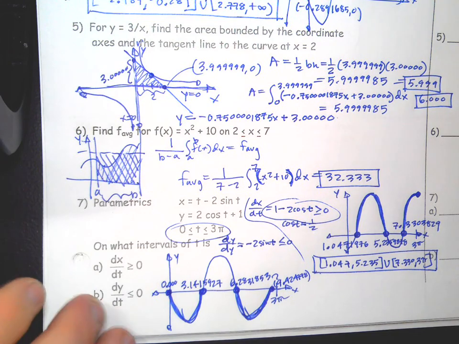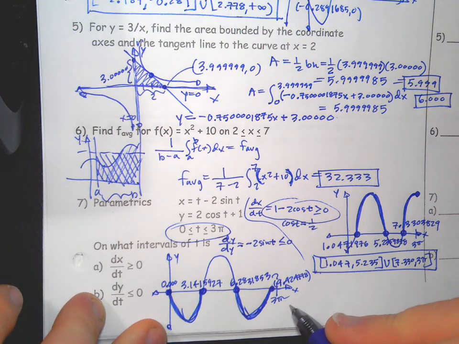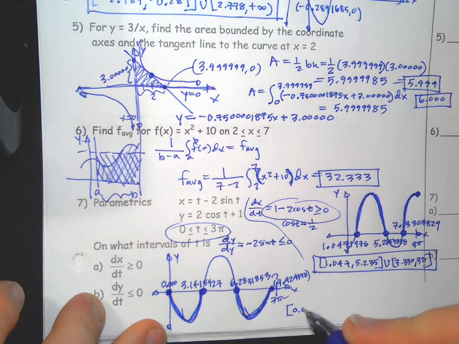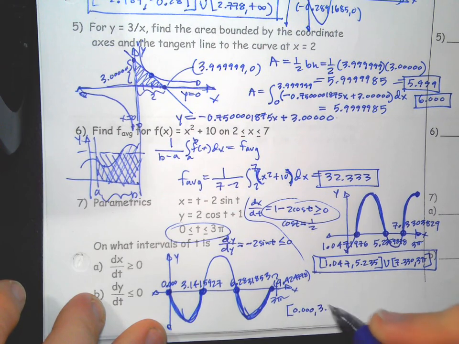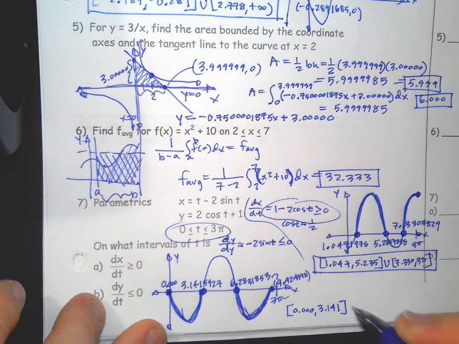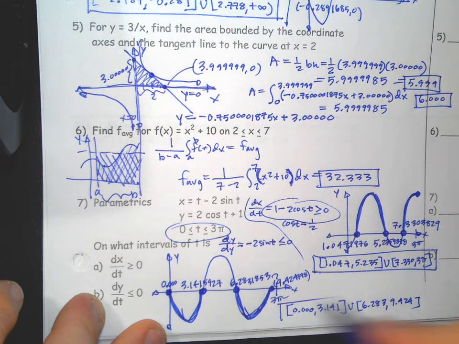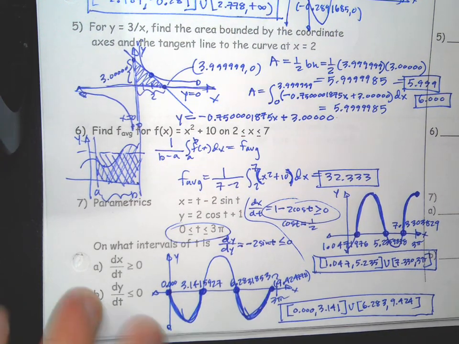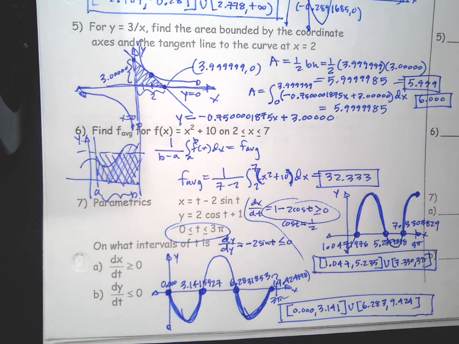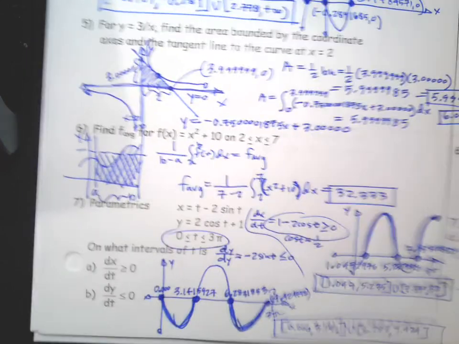9.424778. All right. So the answer, in interval notation, will be bracket 0.000, comma 3.141, bracket, union, bracket 6.283, comma 9.424, bracket. Could have done those ones by hand without a calculator at all, but maybe not on the test. Okay, let's do better on that graphing calculator test for the retest.